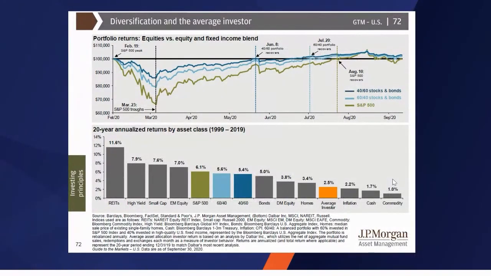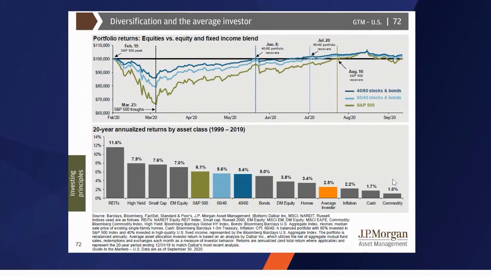A really good graphic that brings that point home is JP Morgan's Guide to the Markets. It talks about different asset classes over 20-year periods, and they use a Dalbar study to measure average investor success. What we want to focus on here is the S&P 500, which has been a big topic of conversation today. That's returned 6.1% annualized over the last 20 years, from 1999 to 2019. The average investor during that same time frame has done 2.5%, barely outpacing inflation. Very important.